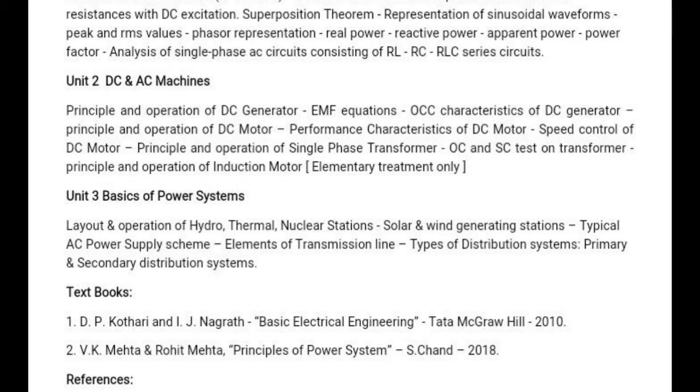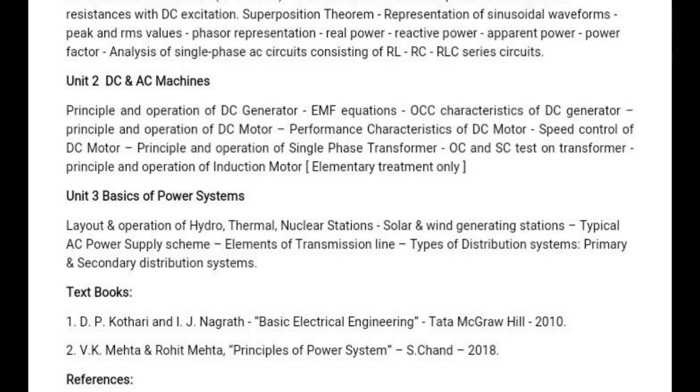Principle and operation of single phase transformer. What is the principle of transformer? A transformer produces an EMF, and the principle is statically induced EMF. Without rotating, only the flux alternates, but no parts are moving in a transformer. Hence, the EMF induced in a transformer is statically induced EMF.